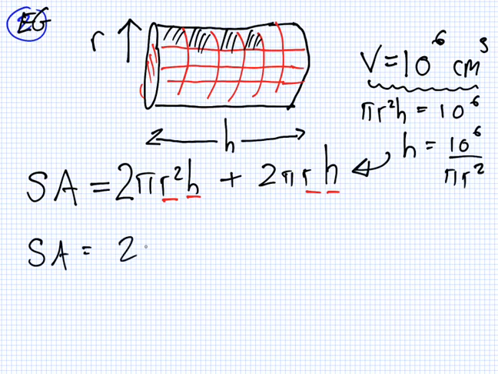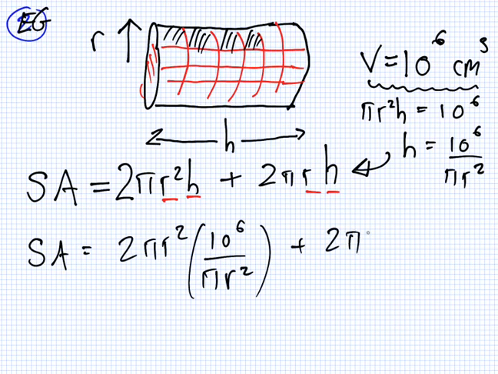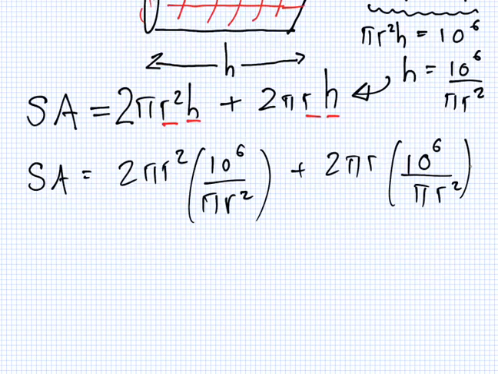Surface area is 2 pi r squared, plus 2 pi r h again, with h as 10 to the 6 over pi r squared. We can do a bit of cancelling. Pi's go.